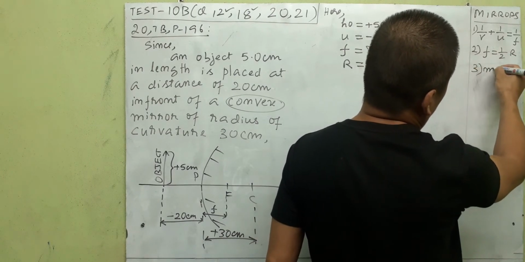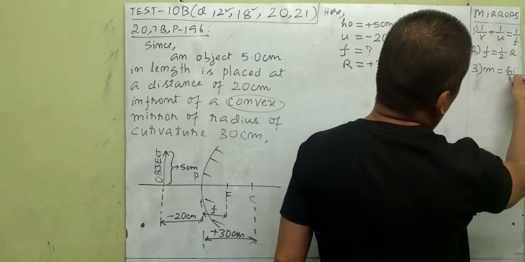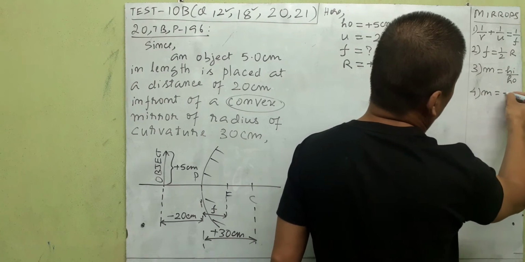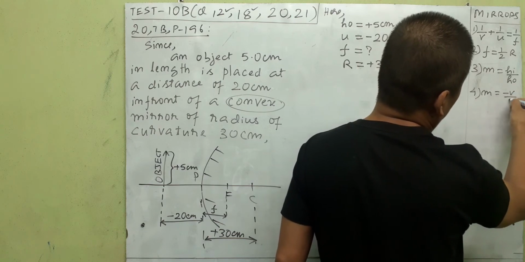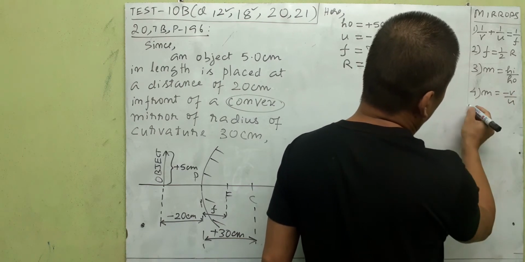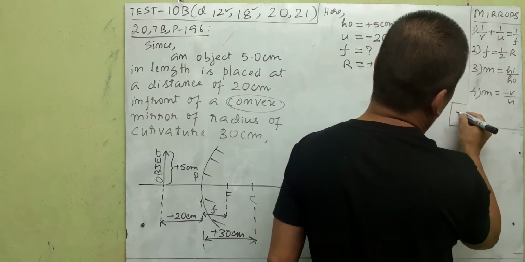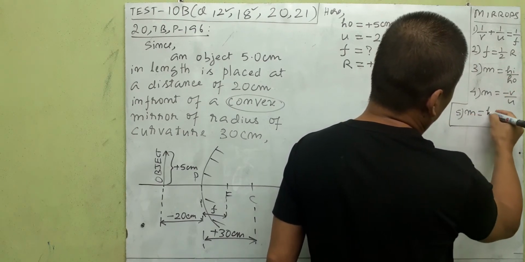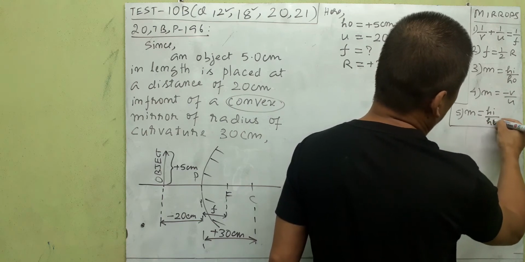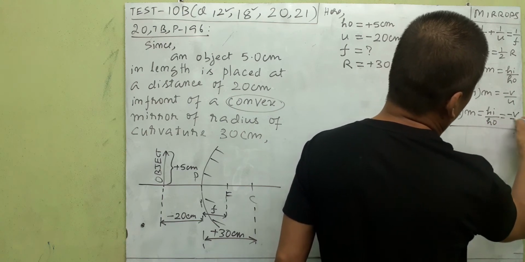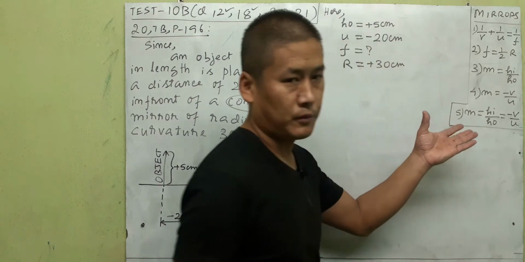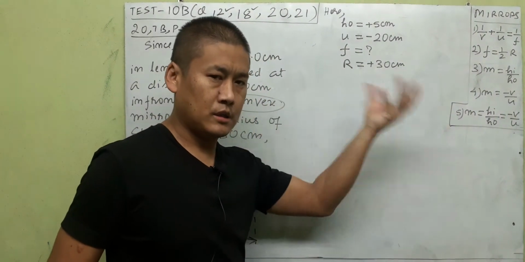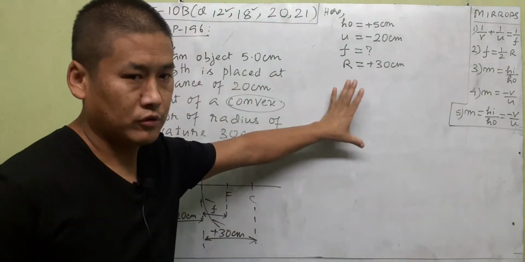Third one is M is equal to HI by HO. Maybe the fourth one, M is equal to minus V by U. And the fifth one, here, M is... therefore we can combine these two. HI by HO will be equal to minus V by U. So these 5 formulas especially have to be very well memorized so that we can easily retrieve them when we need, like we're going to do now.